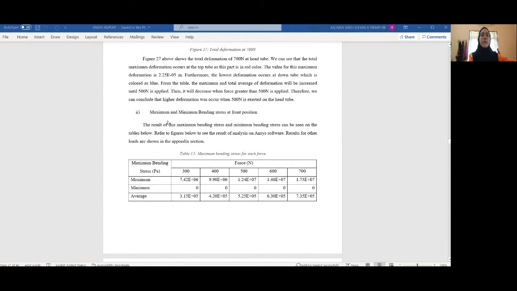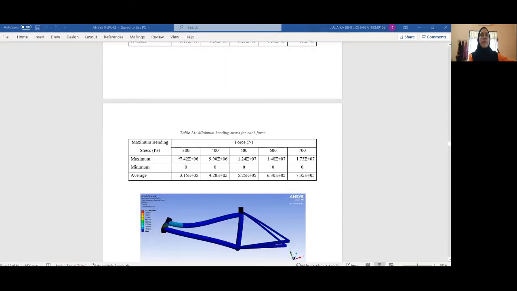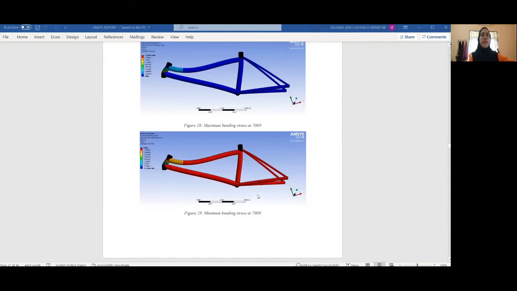Next, we move on to the maximum and minimum bending stress. Table 12 and table 13 show the maximum and minimum bending stress for each force, and this is the figure of the maximum and minimum.